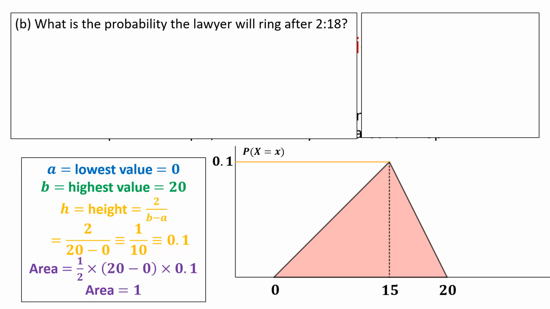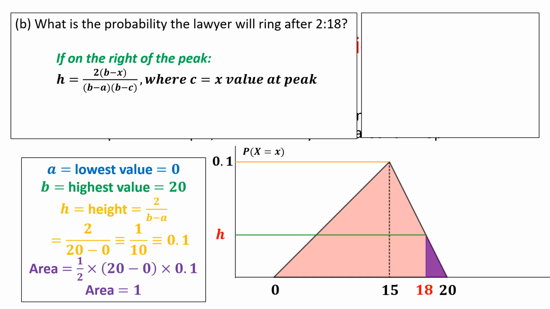All right, part B, what's the probability the lawyer will ring after 2:18? Well, again, I've put 18 on my diagram and I've coloured everything in greater than 18. That little tiny purple triangle, we're going to work out the area of it to get the probability. But before that, we need the height.